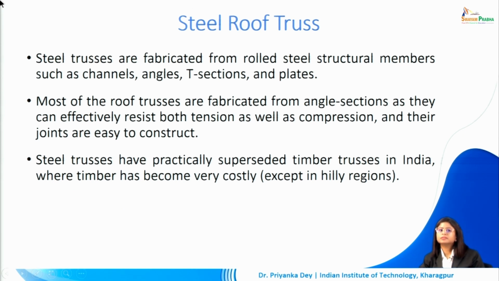Now the steel trusses are fabricated from rolled steel structural members. We can use channels, angles, T-sections and plates to create our steel roof trusses. And most of the roof trusses are fabricated from angle sections. That is the most popular choice because they can effectively resist both tension as well as compression, and the joints are much easier to construct. Steel trusses have practically superseded timber trusses in India, where timber can be considered quite costly in most locations except for hilly regions, as already discussed.